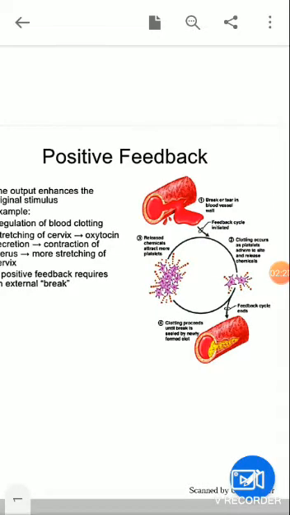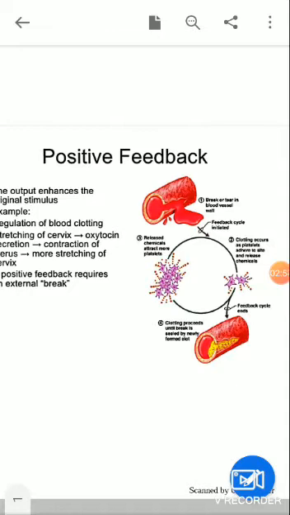The more of these chemicals or clotting factors released, the more platelets they attract to form the clot. This process continues until the break is completely sealed by the newly formed clot.